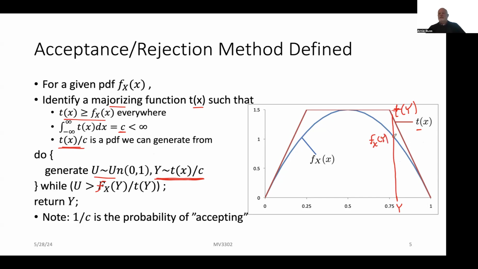And so the idea is that the ratio of these two, because this is a majorizing function, is always going to be between 0 and 1. And so if my uniform winds up here, then I'm going to reject it and start all over. But if my uniform winds up in this region, I'm going to accept it and say, okay, I got one.